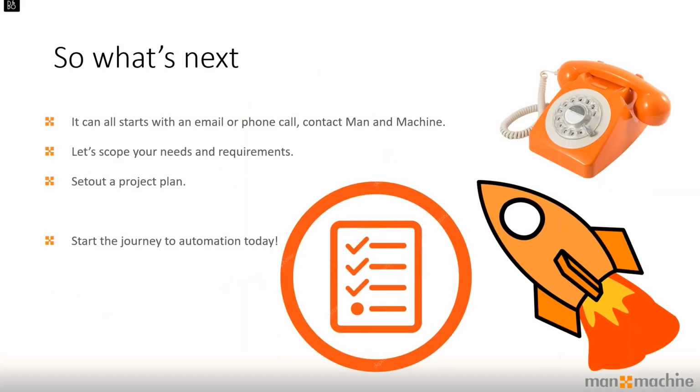So what would be next? It all starts with a phone call, really. Get in contact with us and start the conversation about how we can automate your business or get some of your models and design criteria automated. We would start with the scope of your needs and set out a project plan from there.